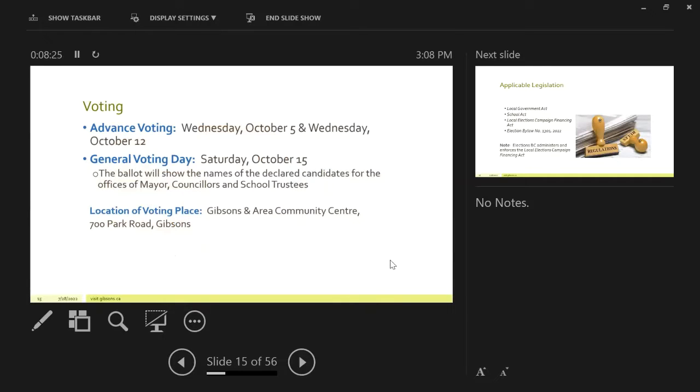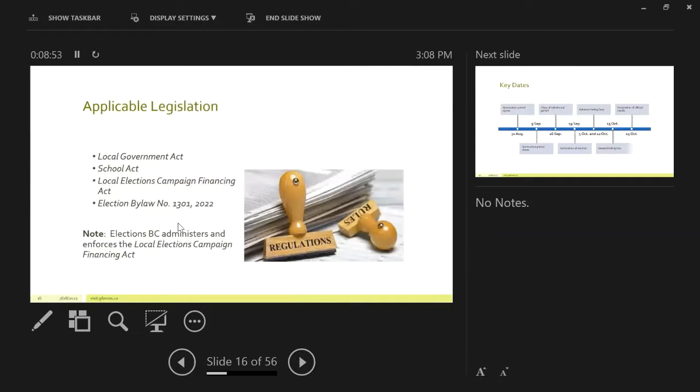So voting opportunities. Advanced voting is Wednesday, October 5th and Wednesday, October 12th. General voting day is October the 15th. The ballot will show the names of the declared candidates for the offices of mayor, councillors, and school trustees. All our voting locations are at the community hall, or the community center, 700 Park Road, that's GAC for those of you who know that acronym.